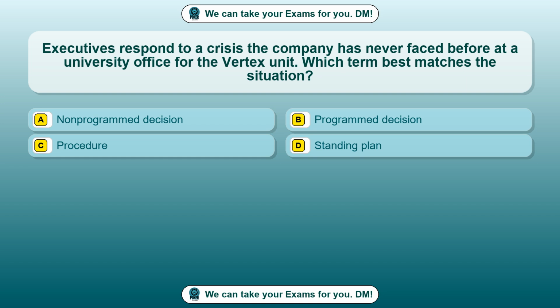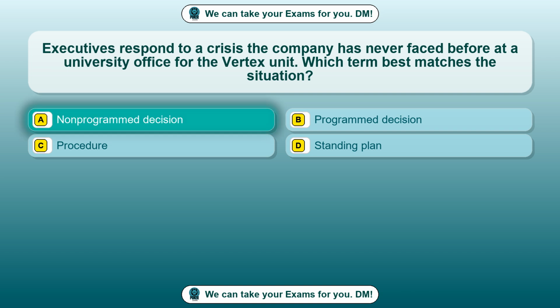Which term best matches the situation? Option A, non-program decision. Option B, program decision. Option C, procedure. Option D, standing plan. The correct answer is option A, non-program decision.